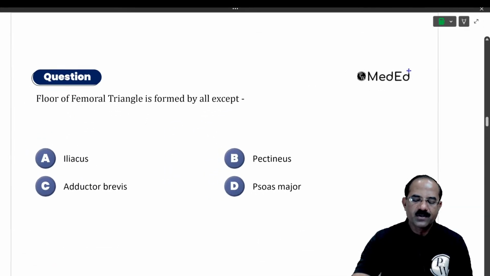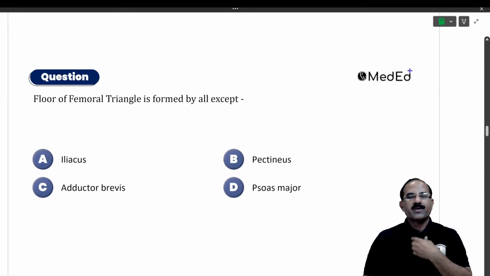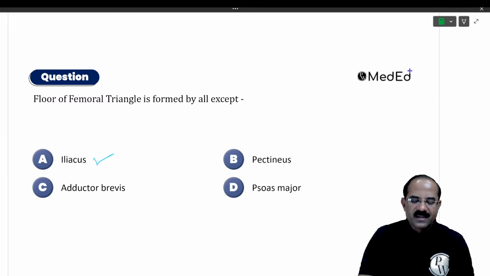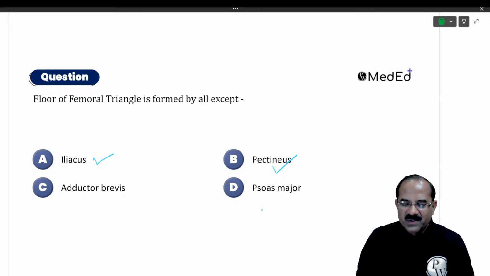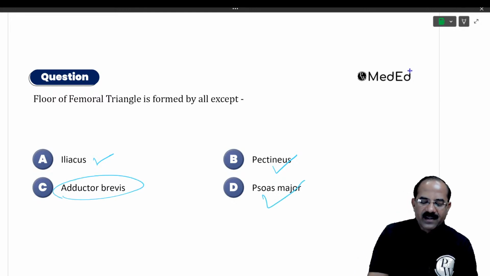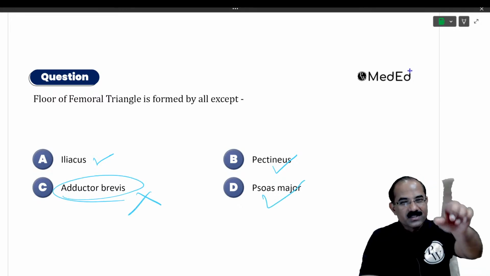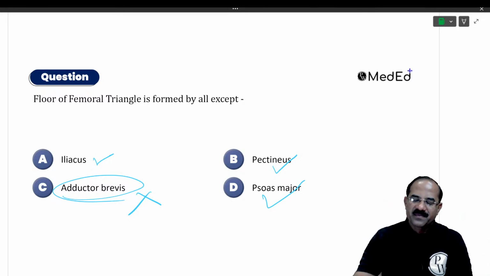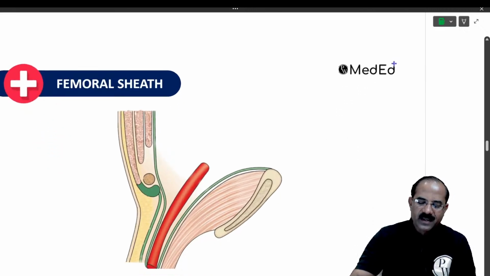Can you answer this MCQ? ये MCQ answer करिए. Floor of femoral triangle is formed by all the following except iliacus, yes. Pectineus, yes. Psoas major, yes. Adductor brevis, no. Adductor brevis does not lie in the floor of the femoral triangle, right? Very good. अब ये स्लाइड देखिए बच्चों.